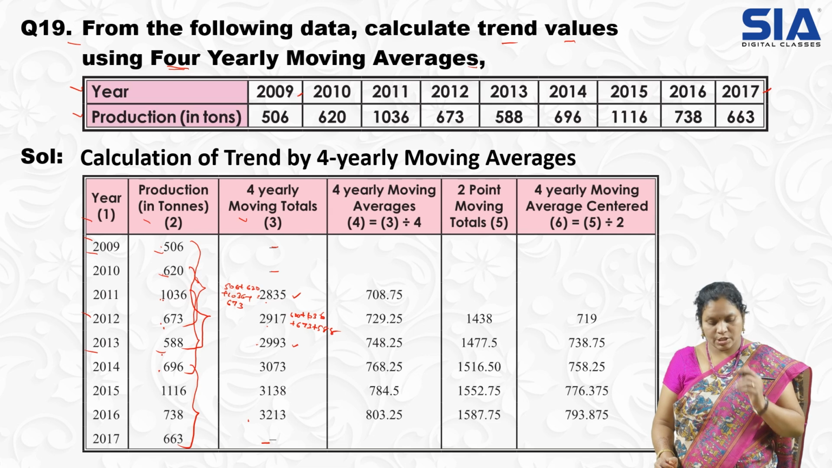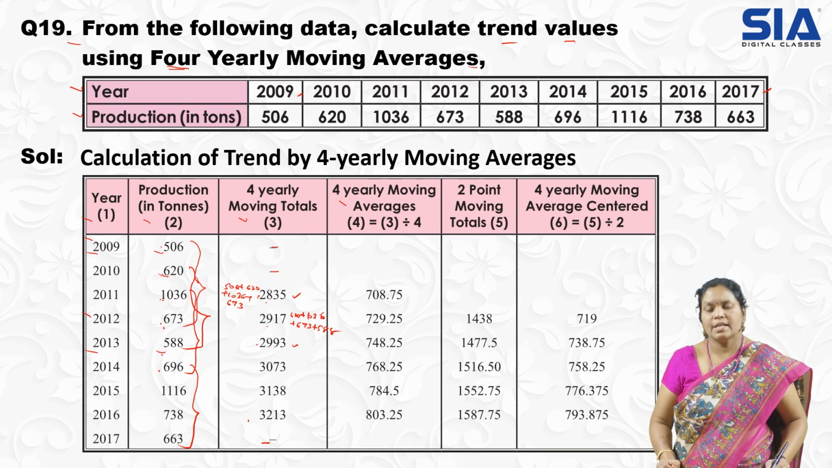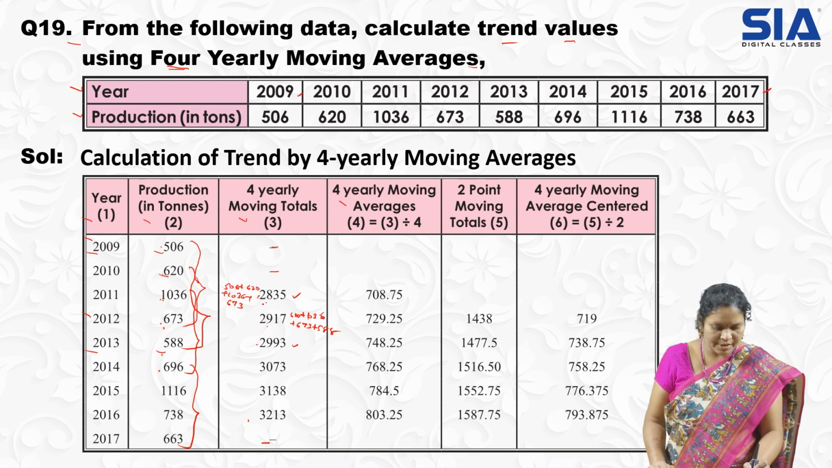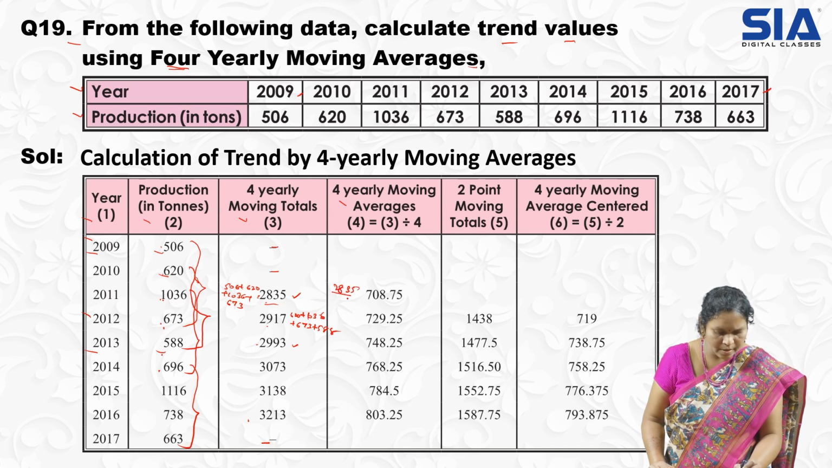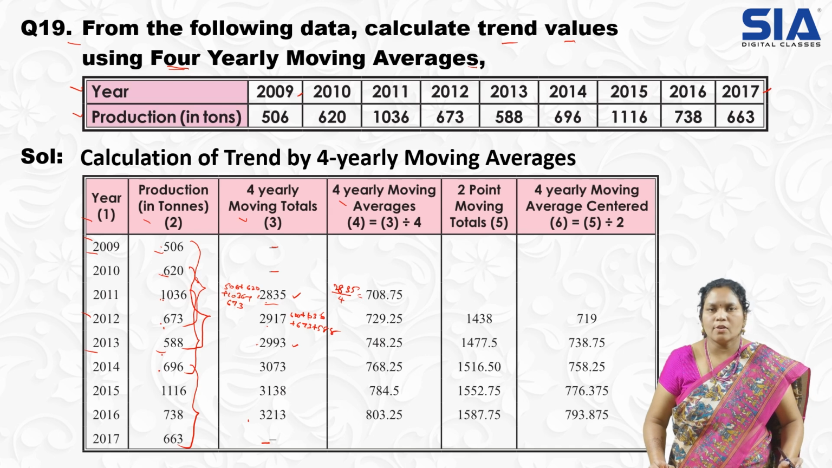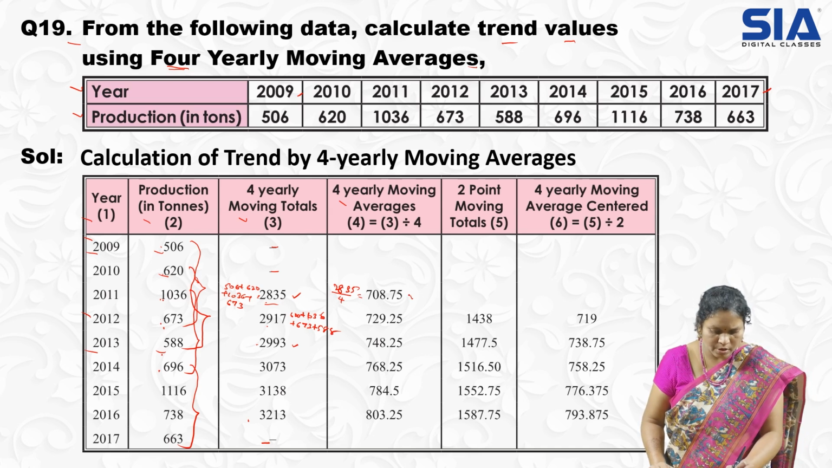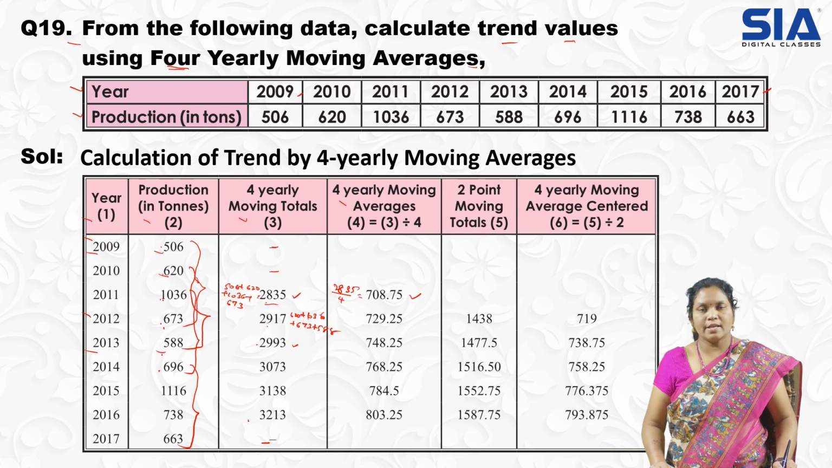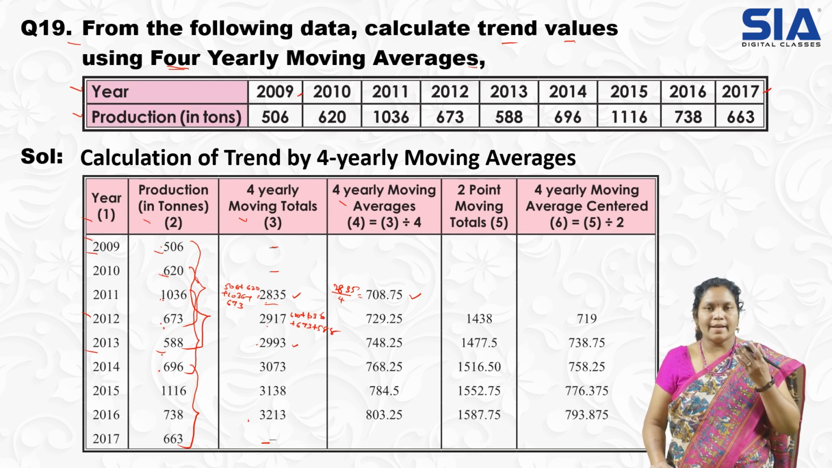Now let us go for the next column, that is the 4-year moving averages. Simply we have to take the averages of whatever we have just obtained in the previous column. The first value is 2835. Because it's a 4-year moving average, you divide by 4. Whatever the number of years, you divide by that number to get that average. I have got 708.75. Similarly, go for all other values of this column, simply dividing by 4.